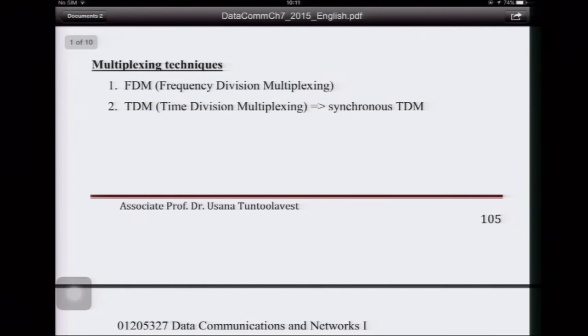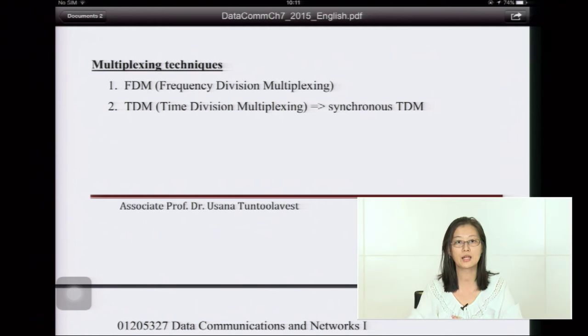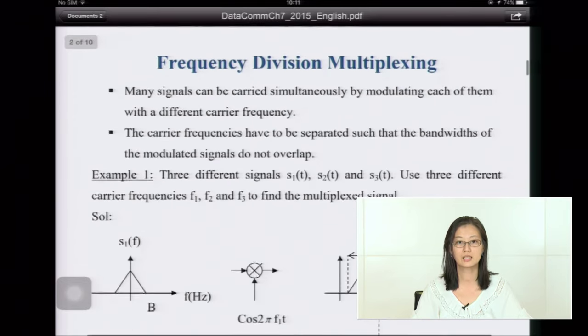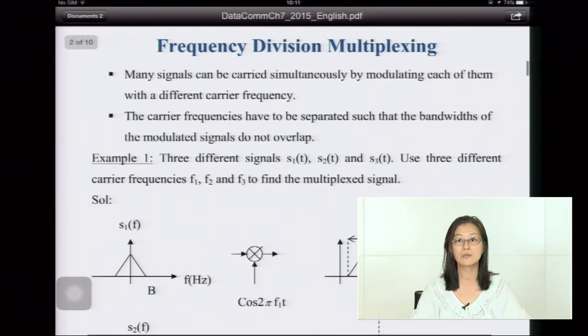Now let's look at the multiplexing techniques. The first one is FDM, or frequency division multiplexing. The second one is TDM, or time division multiplexing. The time division multiplexing, sometimes we call it synchronous TDM, or synchronous time division multiplexing. Now, what is frequency division multiplexing?